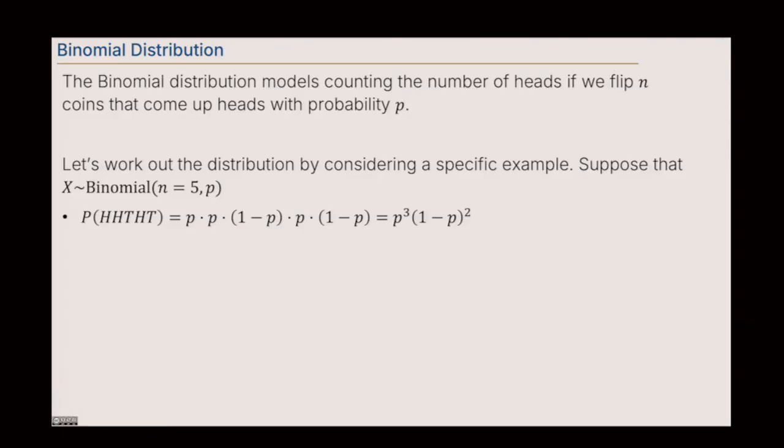So for example, the probability of heads, heads, tails, heads, tails. We've done so much of this in the counting lecture. That's going to be p times 1 minus p times p times 1 minus p, p cubed times 1 minus p squared. Okay, what about tail, tail, head, head, head? The probability of this specific single outcome is, again, p cubed times 1 minus p squared.